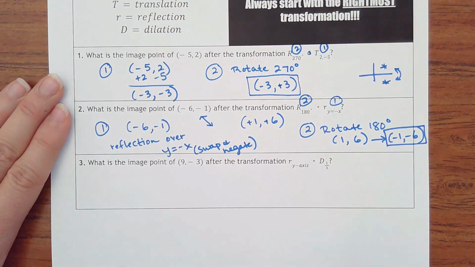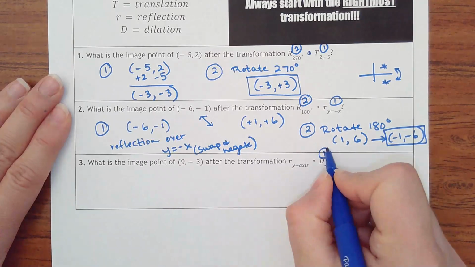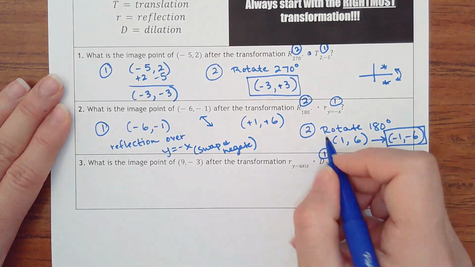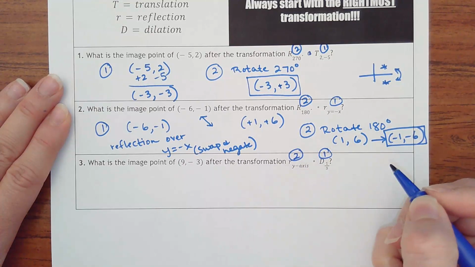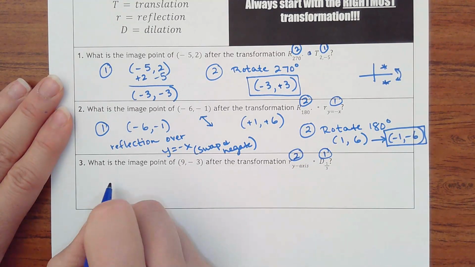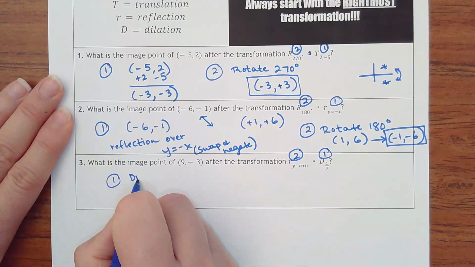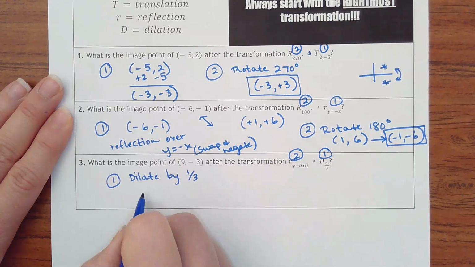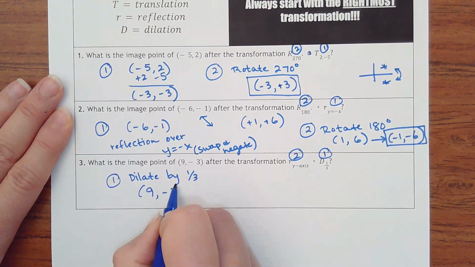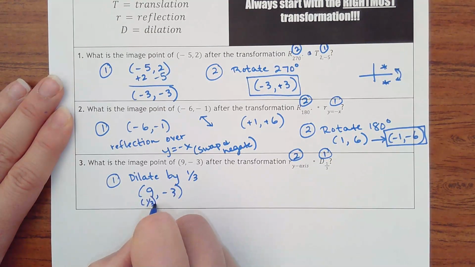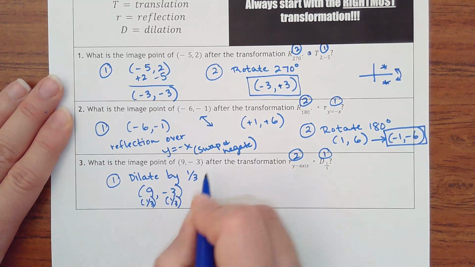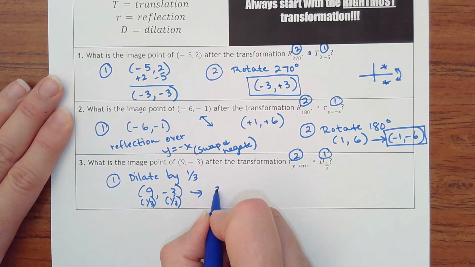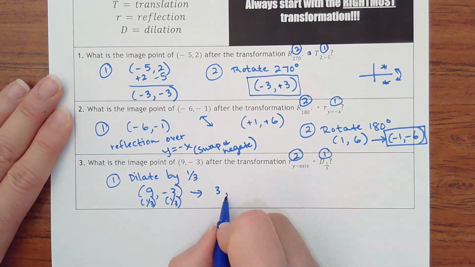And then last one, we've got a dilation, which I always like those. Those are just multiplying by your scale factor. And then a reflection. So dilate by 1/3. So we're going to have our 9, -3. We're just multiplying by 1/3. So that would become 1/3 of 9 is 3, and 1/3 of -3 becomes -1.